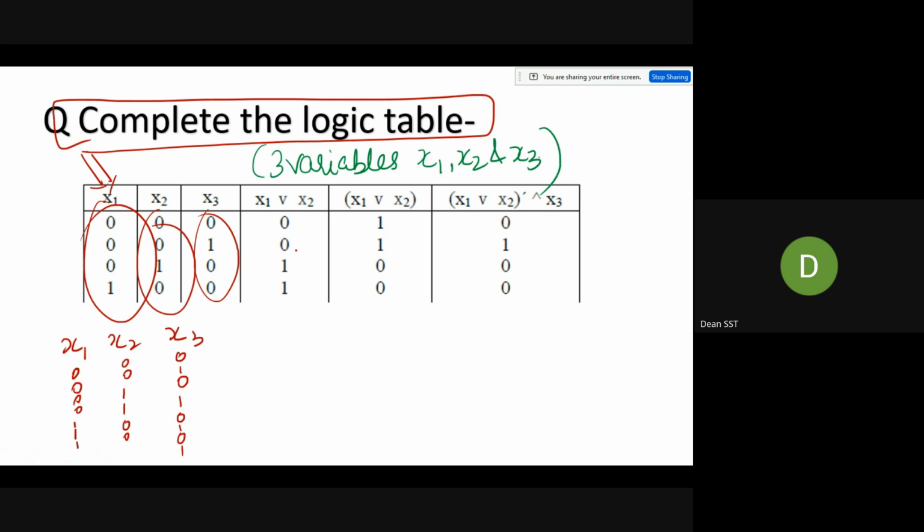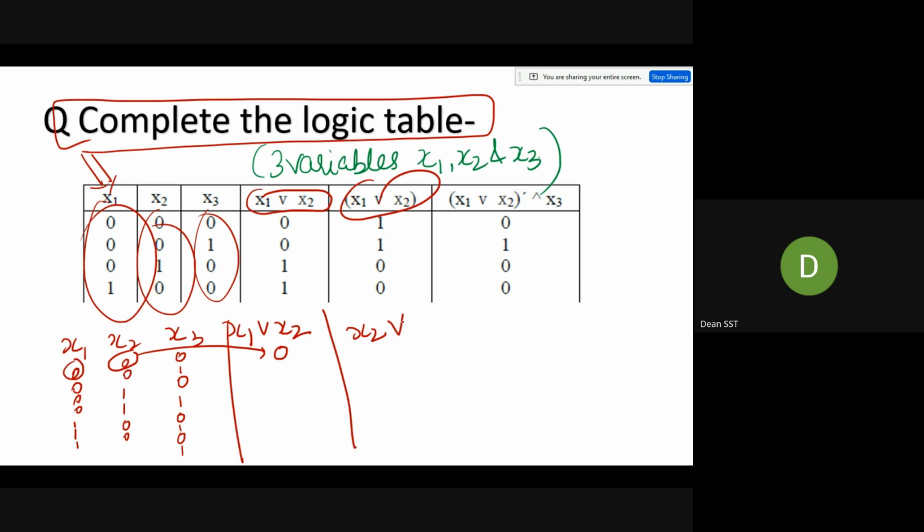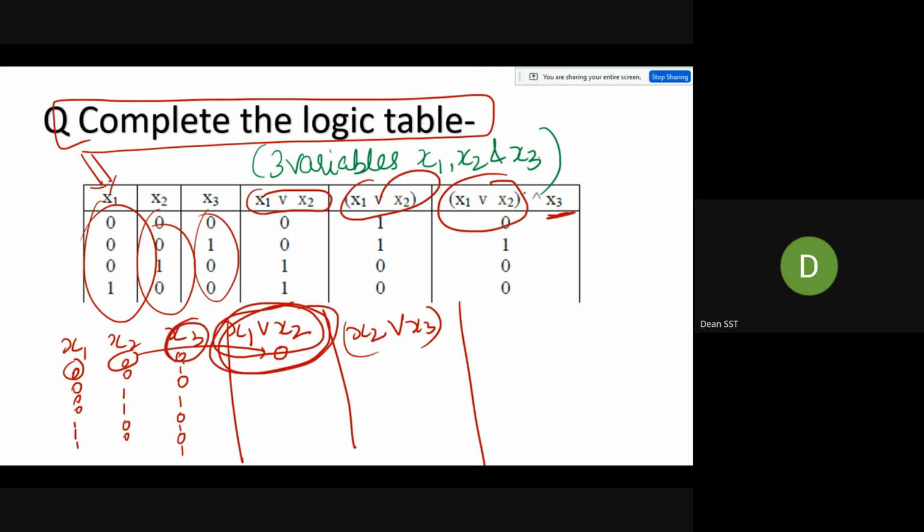These are all rows. Now x1 or x2. So x1 is 0 or x2 is 0. So here result will be 0. Fine. Is it clear? Now x2, it can be x2 or x3. Fine. Is it clear? And what is this? x1 or x2 and x3. So x1 or x2 you are having here, and you have to AND it with x3. Whatever will be the result, that will be here.